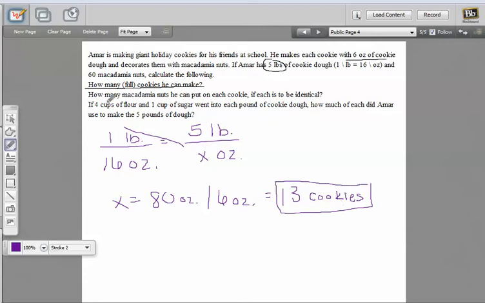How many macadamia nuts can he put on each cookie? Well, if he has 60 total and he's making 13 cookies, 60 divided by 13 is about 4.61. Well, we can't do 0.61 of a macadamia nut, so we're just going to say that he can put 4 macadamia nuts on each cookie, but he'll have some left over.